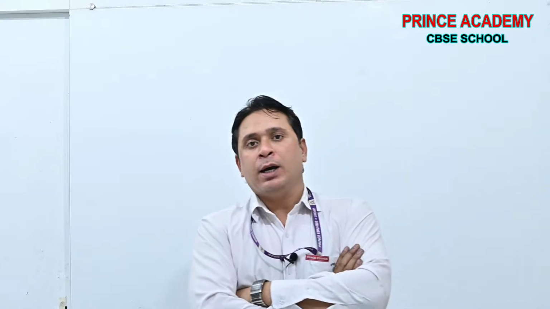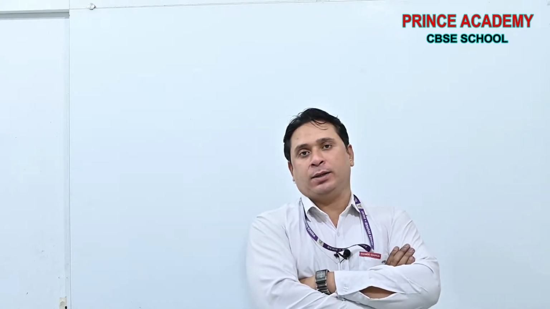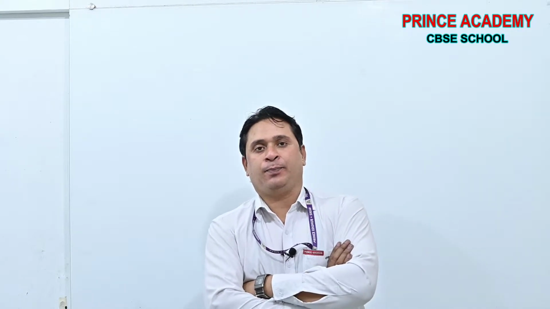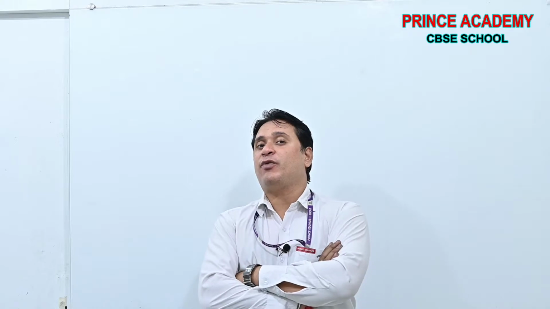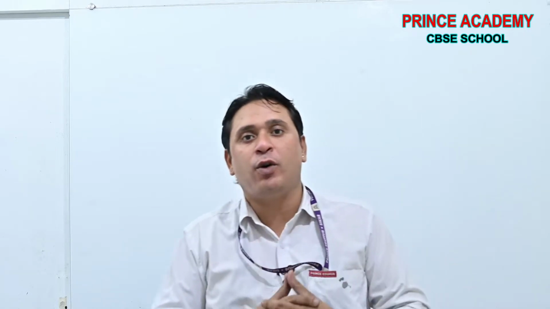See, beta, in our earlier lectures, we have discussed exercise 5.1, 5.2, what is an AP, and the general term of an arithmetic progression. Now, in exercise 5.3, what will we learn? We will learn the sum of the first n terms of an AP. First of all, we will learn the formula for the sum of n terms of an AP.